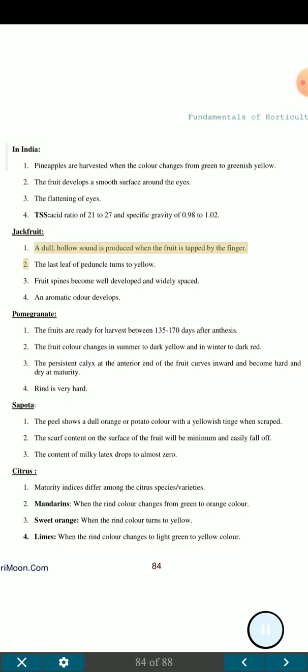Jackfruit. 1. A dull, hollow sound is produced when the fruit is tapped by the finger. 2. The last leaf of peduncle turns yellow. 3. Fruit spines become well developed and widely spaced. 4. An aromatic odor develops.